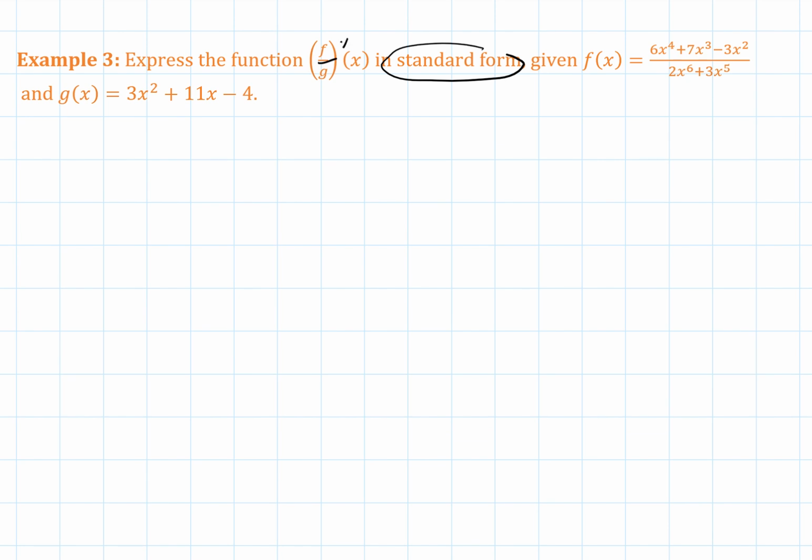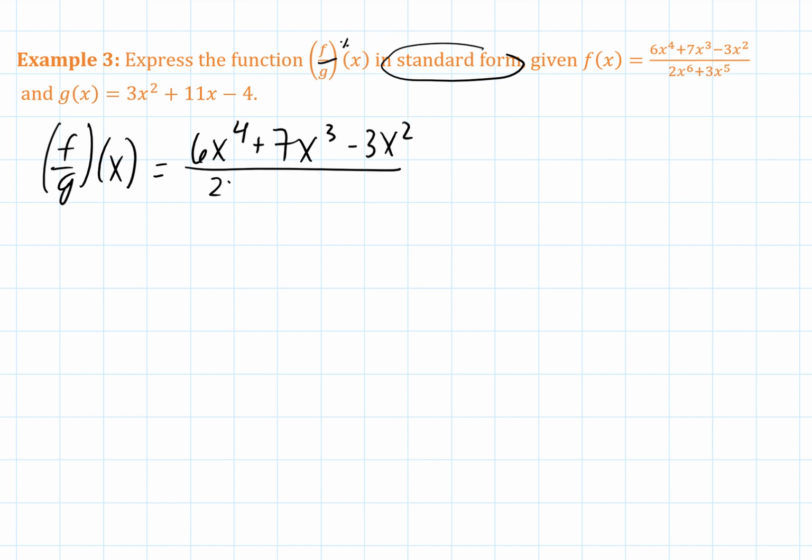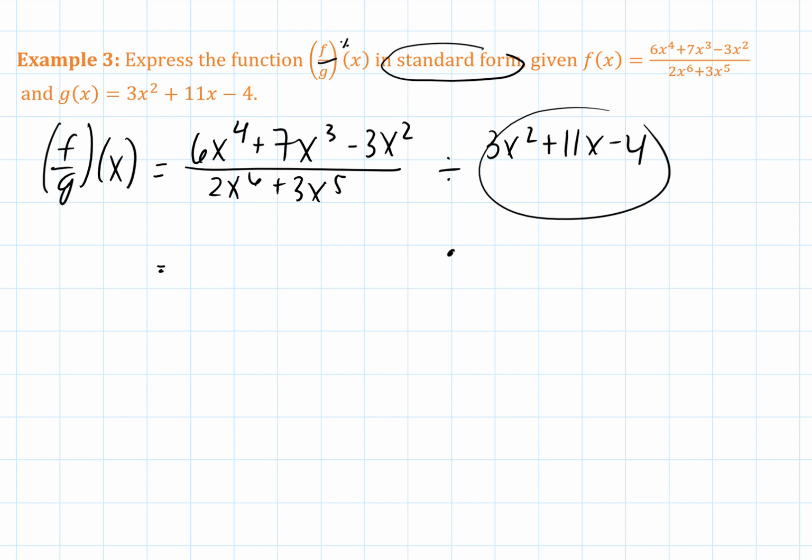This just means divide. So I have f of x is 6x to the 4th plus 7x cubed minus 3x squared over 2x to the 6th plus 3x to the 5th. I'm going to divide by 3x squared plus 11x minus 4. And dividing, we can multiply by the reciprocal, so we'd like to flip this around.